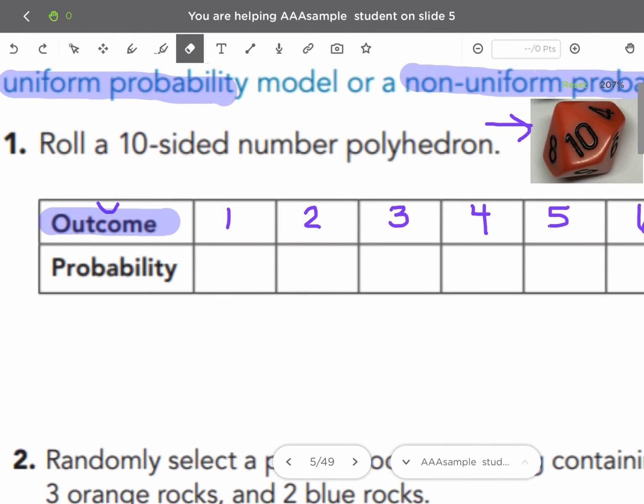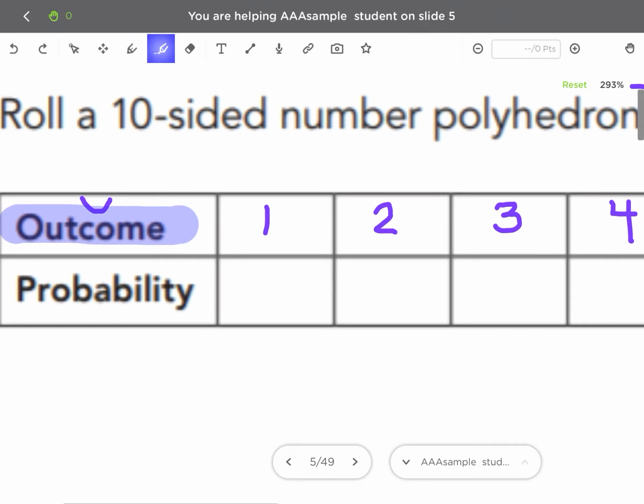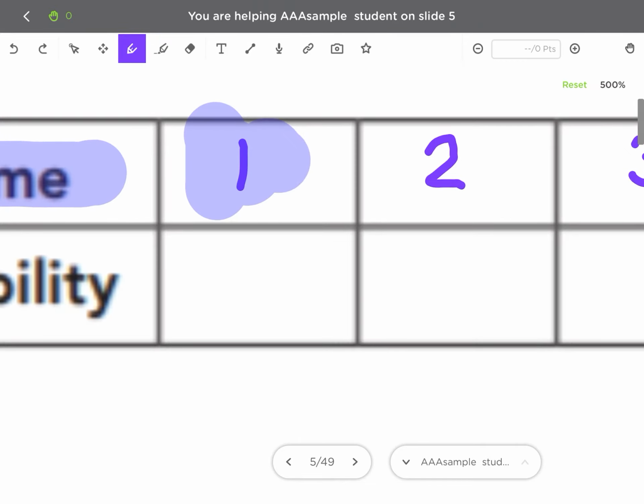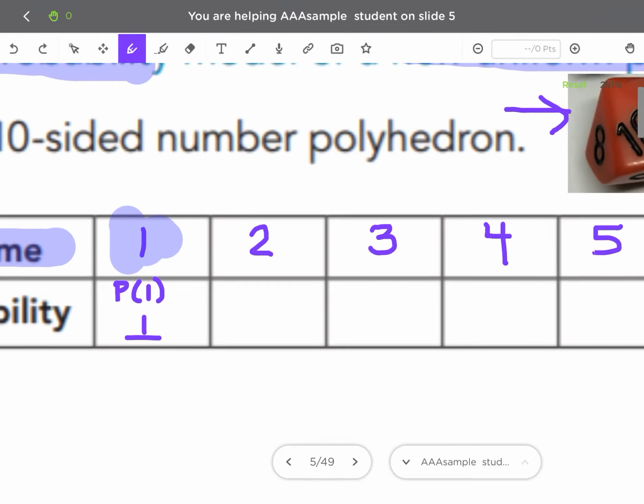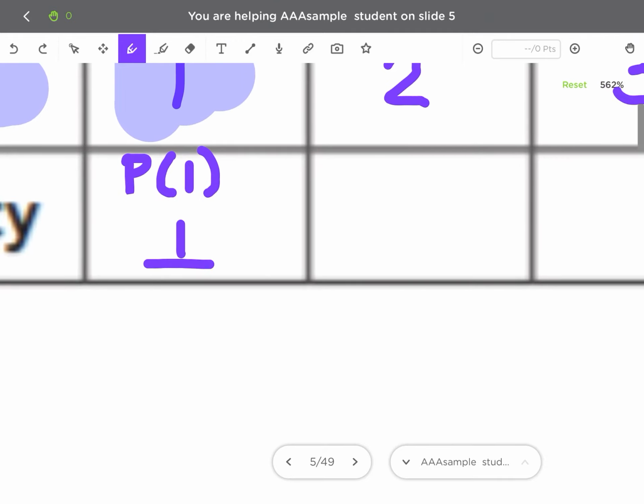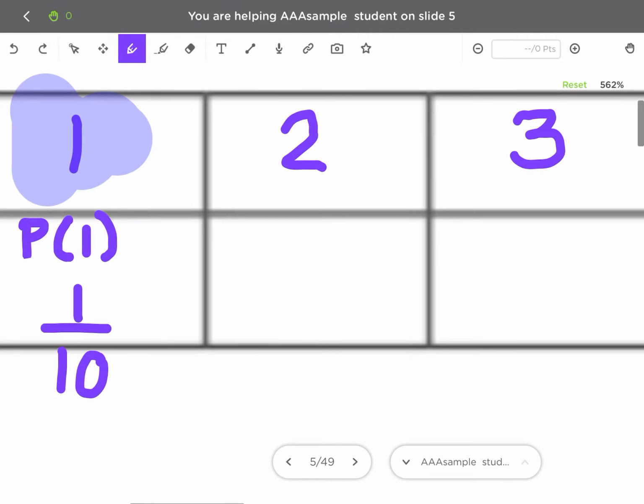Now, probability just means what is the chance that you would, for example, land on a number 1. You've probably seen this on the previous slide. It'd be written like this: probability of landing on a 1. Well, there's only one 1 on the polyhedron, and our denominators are always the total. How many total sides are on that? 10. So the probability of getting a 1 is 1/10.